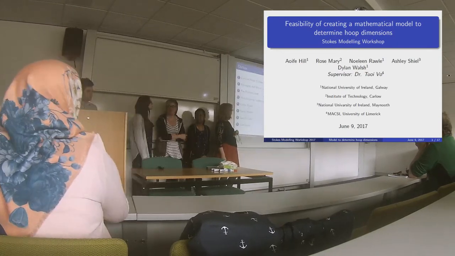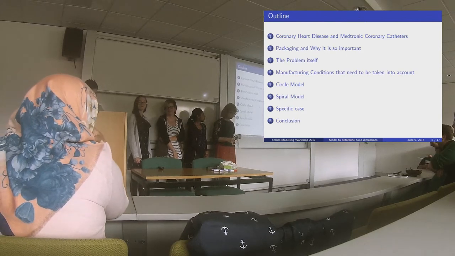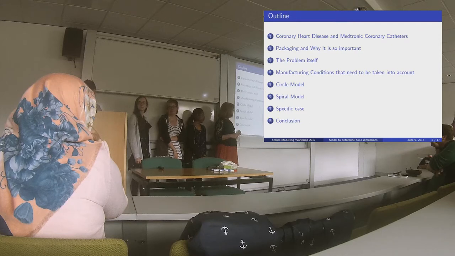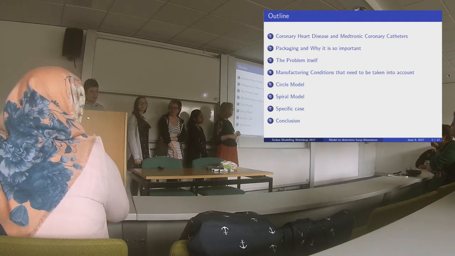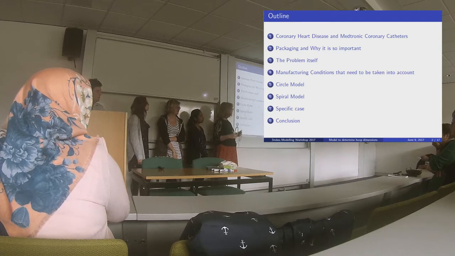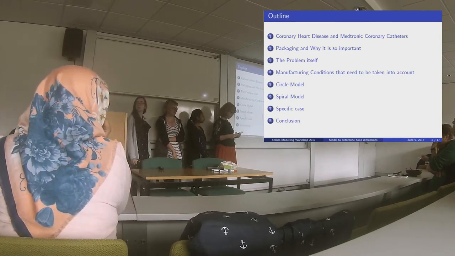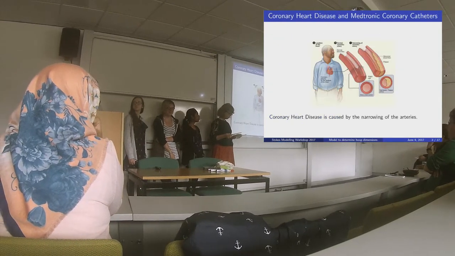Okay, so these are our sections of our talk. We have coronary heart disease, packaging and why it's so important, the problem itself, manufacturing conditions that need to be taken into account. And then we had two types of models: an initial model that didn't work out so good, and then we made a better model. And then for a specific case, we found a simpler equation.